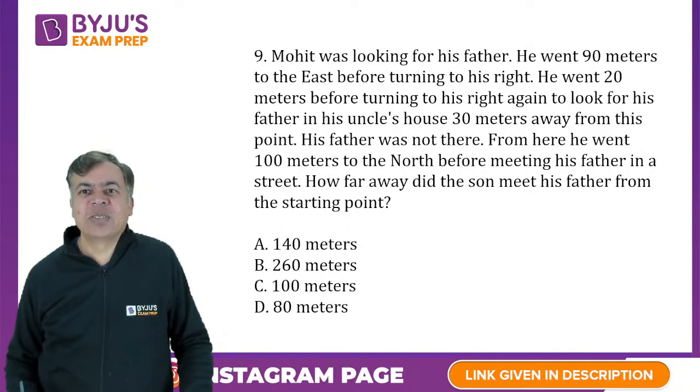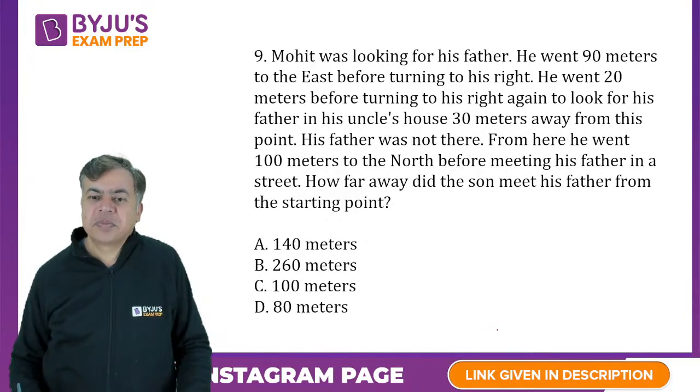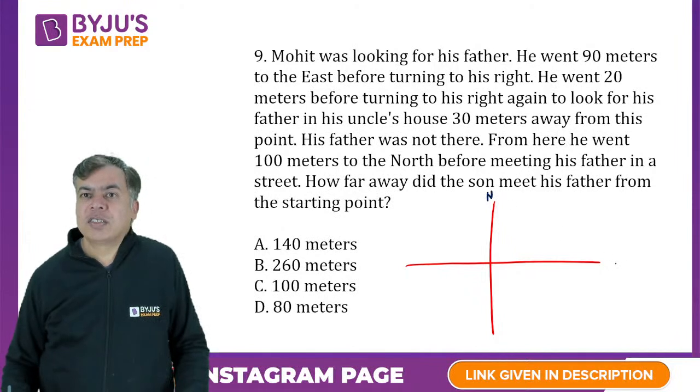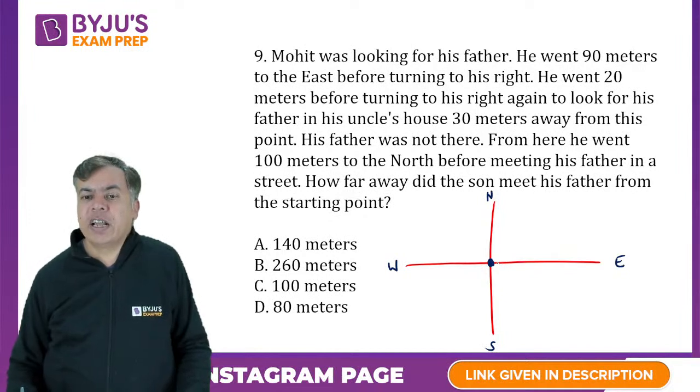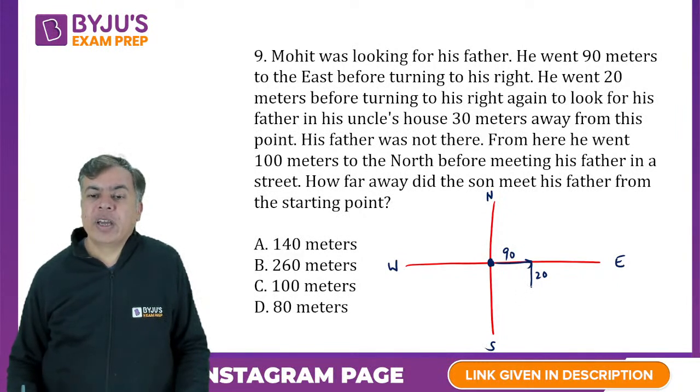Okay, direction sense. This must be easy now. Long story, but generally easy questions. I will start from the center. The directions are north, east, south, west. Okay, great, very good. Kesar has already answered. Let's see. I will start from here. He went 90 meter east before turning to the right. Now right, he went 20 meter before turning to his right again. Okay, again he is turning right.